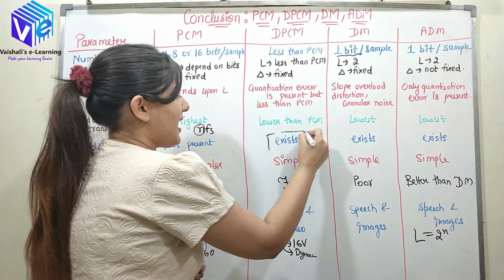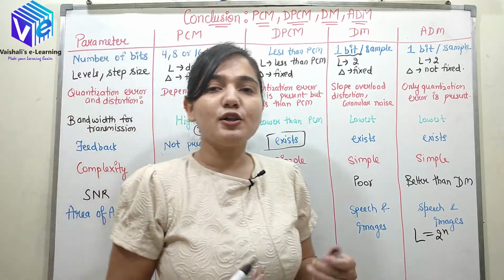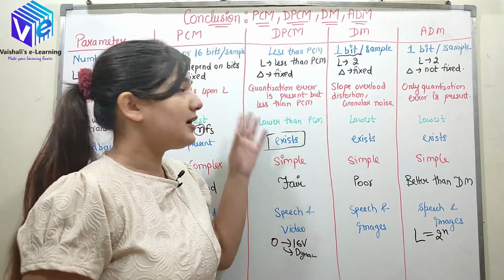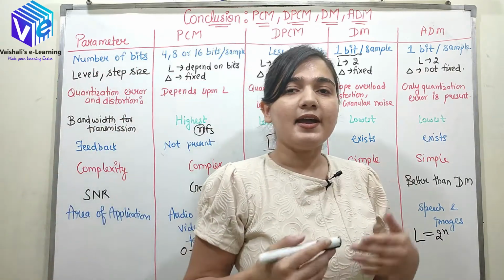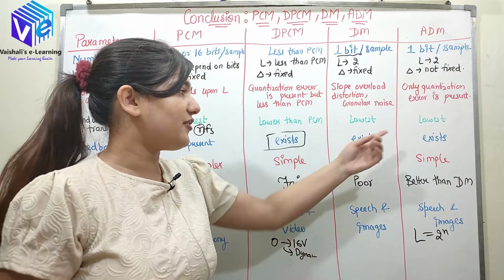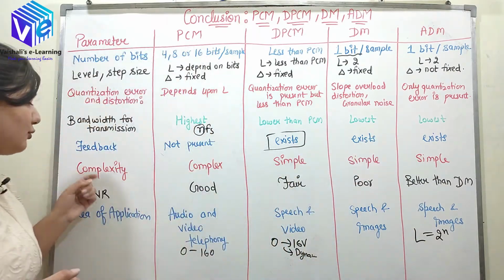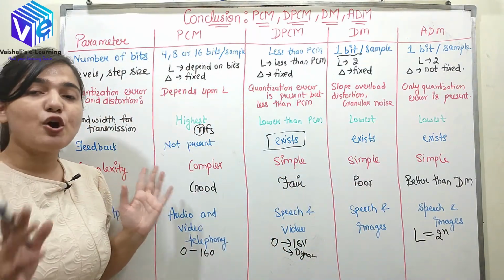So feedback exists here. So DM is also a special type of DPCM only. So here also the feedback exists. Similarly, in adaptive delta modulation also the feedback is existing. So now coming to the next parameter, which is complexity.